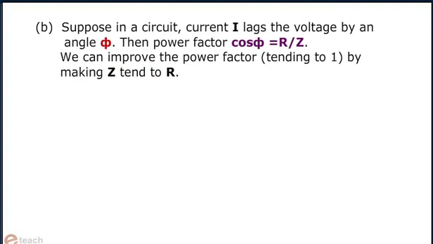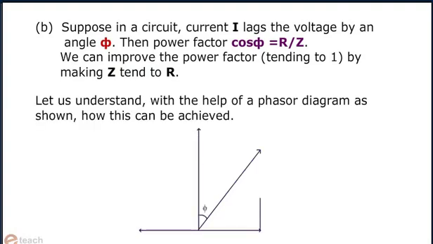B. Suppose in a circuit current I lags the voltage by an angle phi. Then power factor cos phi equals R by Z. We can improve the power factor, making it tend to 1, by making Z tend to R.